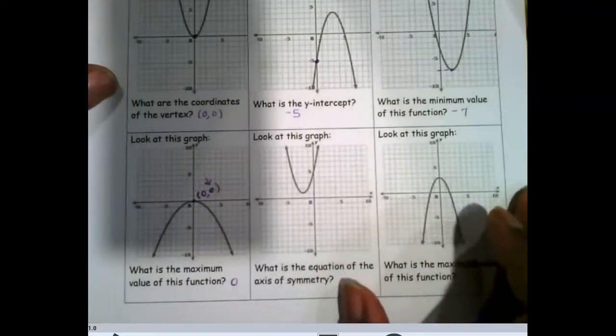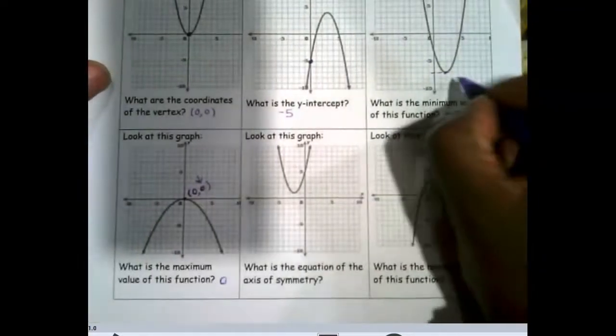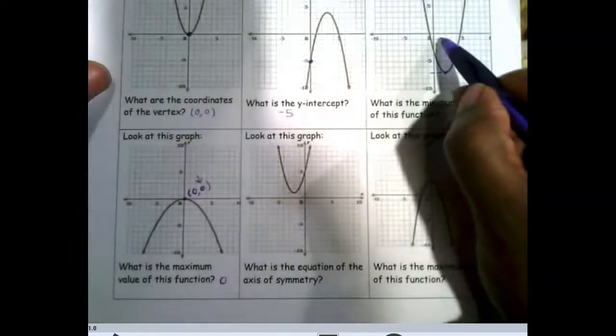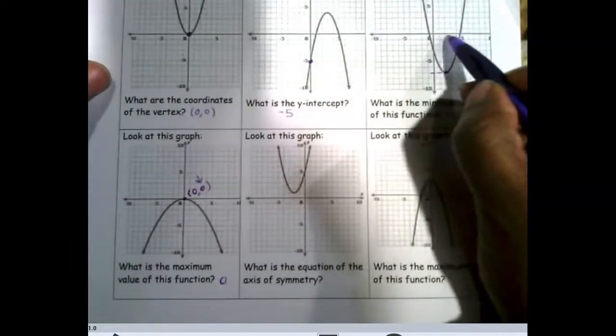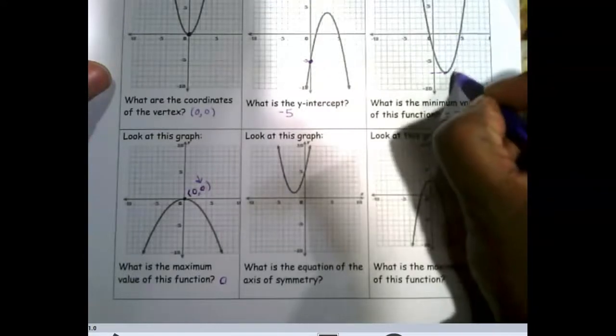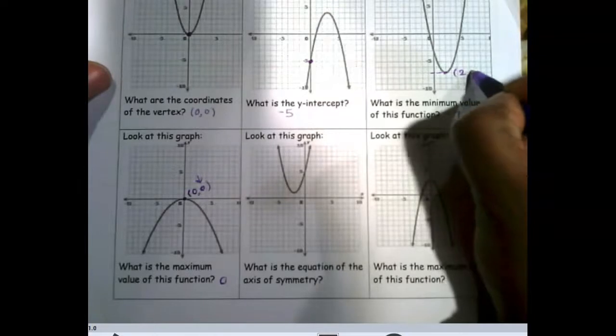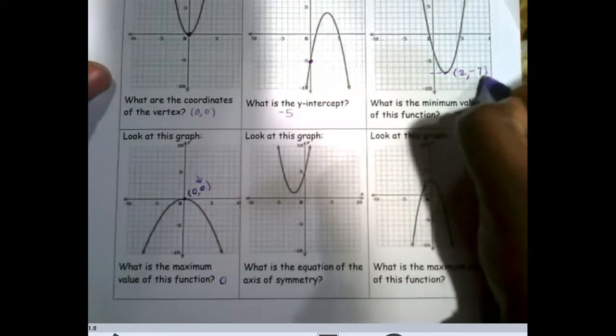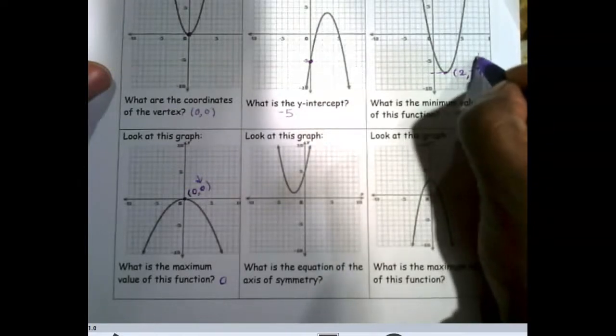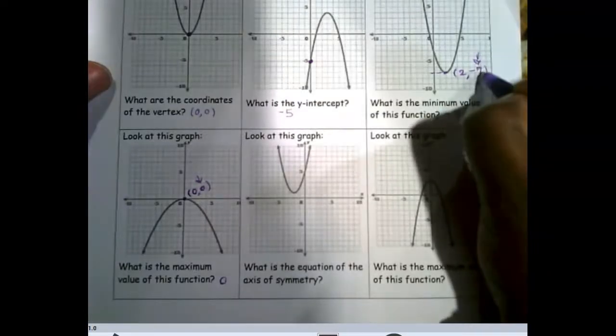And just like, let me go back to this one right here. If I wrote the ordered pair of this, it would be +1, 2, and -7. So my minimum would be the y value right here.